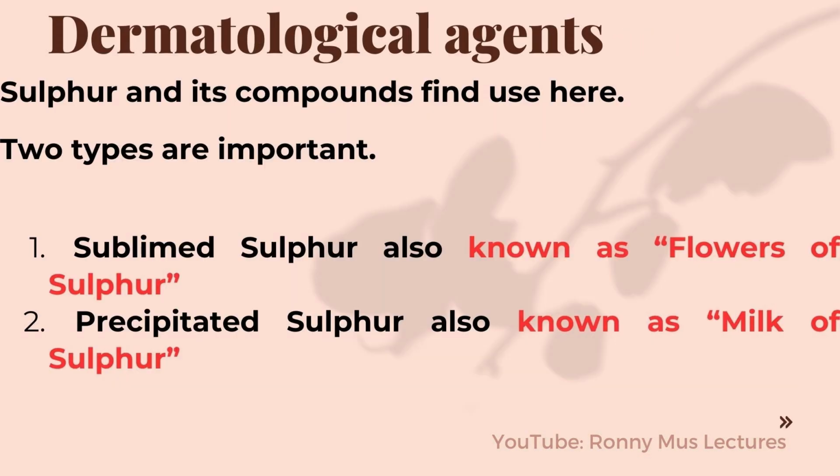Look at compounds of sulfur as dermatological agents. Two types are of importance. Number one, sublimed sulfur, which is also known as flowers of sulfur. Then we have precipitated sulfur, which is also known as milk of sulfur.